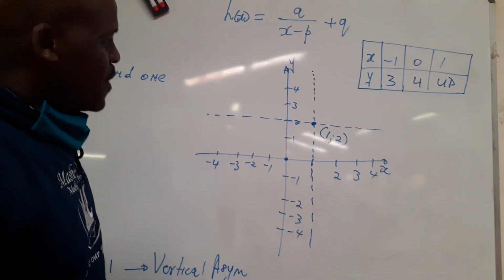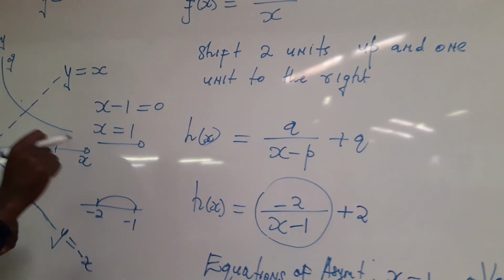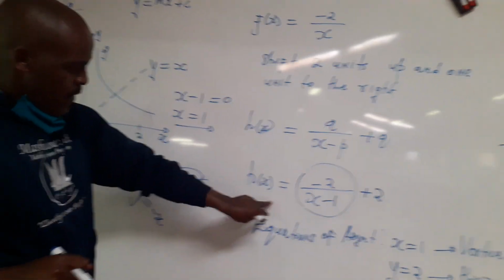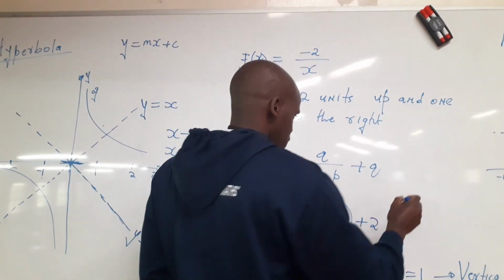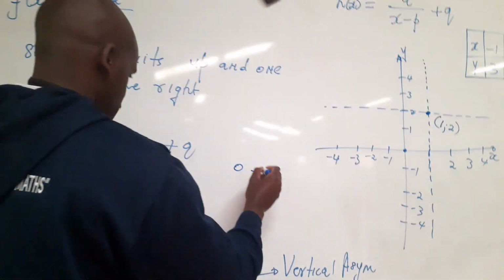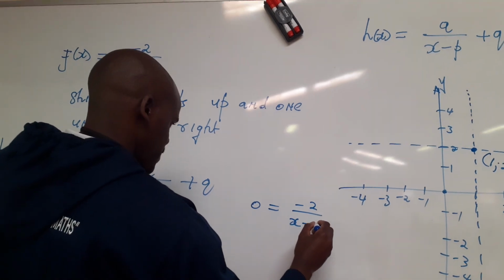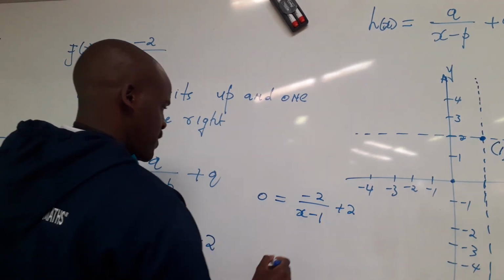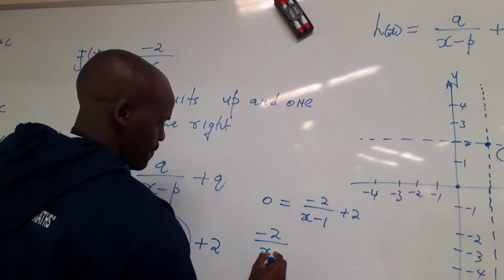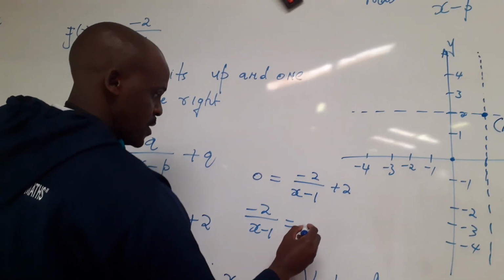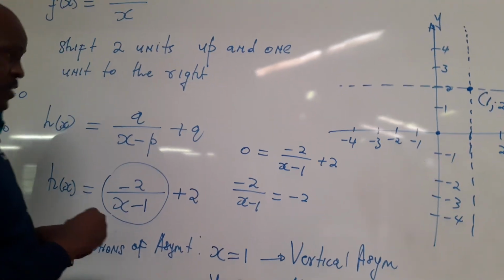So let's find the x-intercept so that we are going to see where this graph will cut our x. Put 0 in the place of y. It will be 0 equals -2 over x minus 1 plus 3. We transpose to this side, it's -3 equals -2 over x minus 1, right?